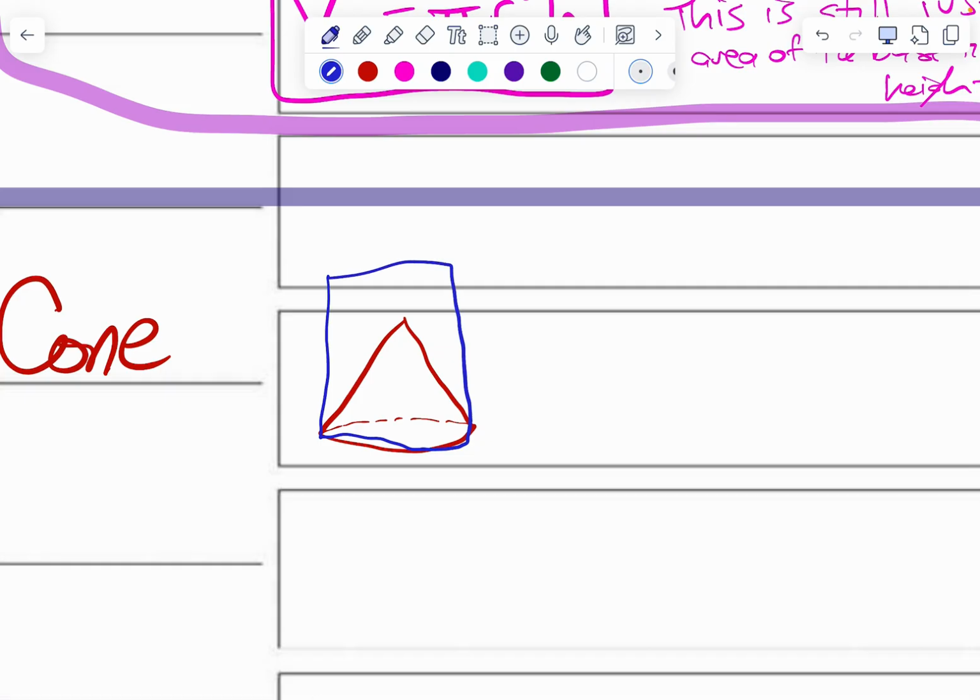What is the shape of the face if I cut that Hershey's Kiss in half and showed you what the face looks like? What shape is it? It's a triangle, right? So even though the bottom is round, all of these what we call cross sections, they're all triangles. They would be different heights, right?